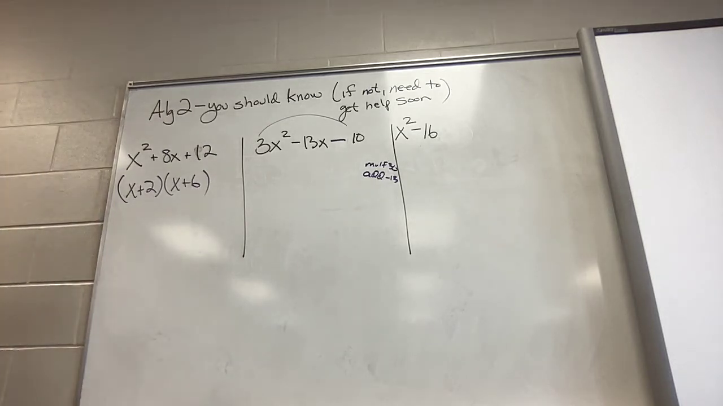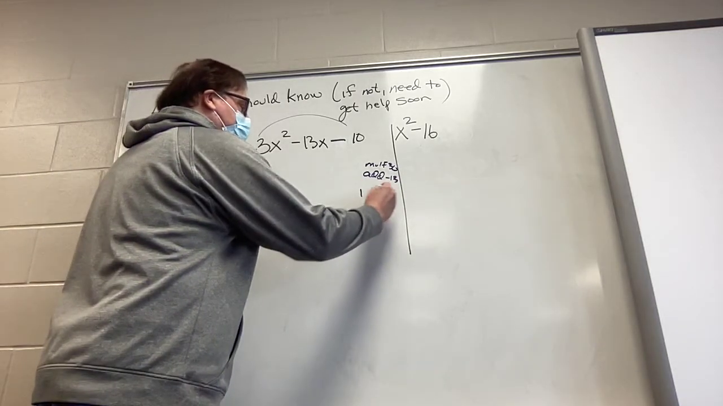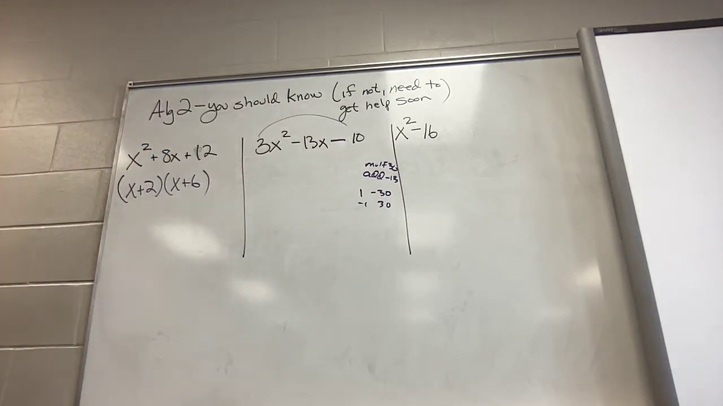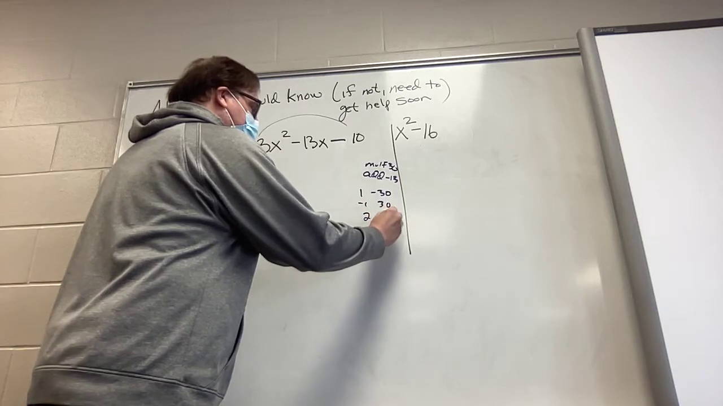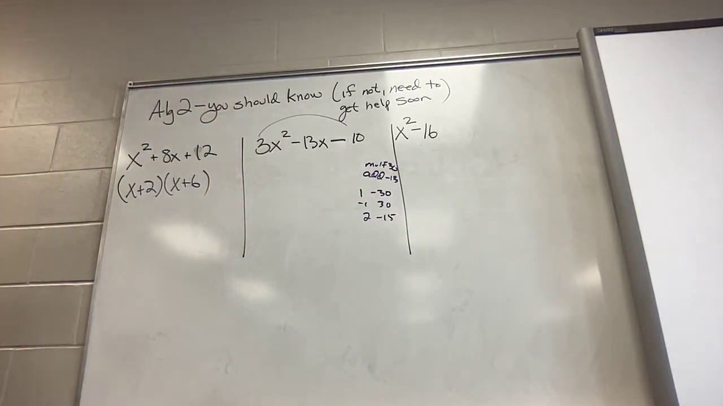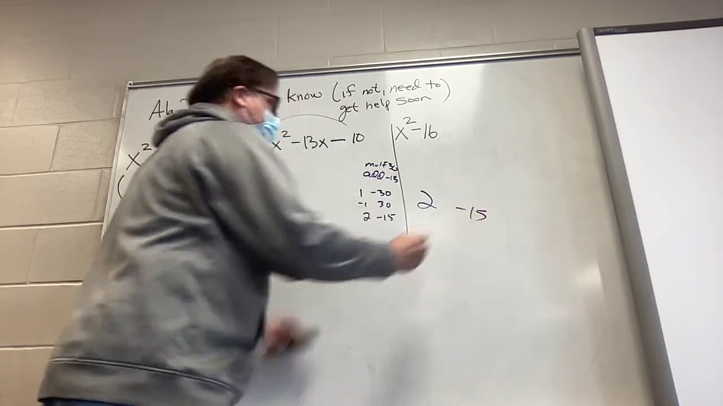I'll edit that out. Those of you who watch my videos know I don't edit any of them out. All right, so now 1 and negative 30, negative 1 and 30. It does the multiplying, it doesn't do the adding part. How about 2 and negative 15? Does that multiply to be negative 30? The answer is yes, it does. Does it add to be negative 13? Yes, it does. I'm going to use 2 and negative 15.